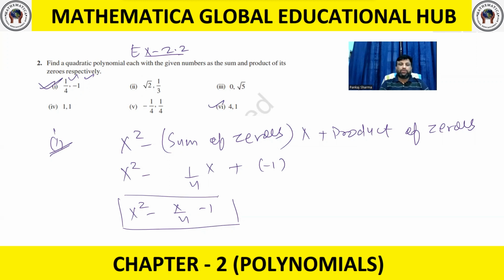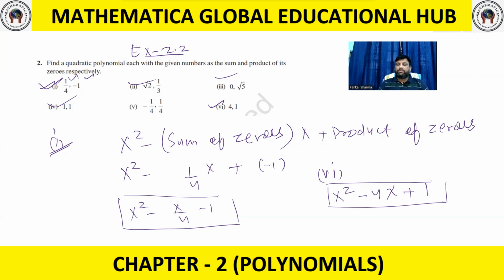Similarly, suppose this is question number 6. The same formula: x square, sum of zeros is 4, so minus 4 into x, and product of zeros is given as 1, so this is the answer. In that way we can do the other questions also. The concept is the same, the fundamental is the same. So exercise 2.2 question number 1 as well as 6 is done.